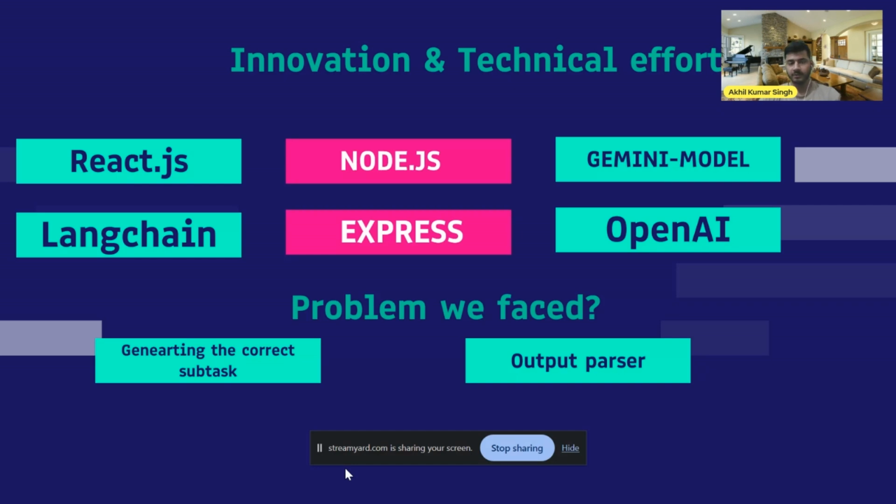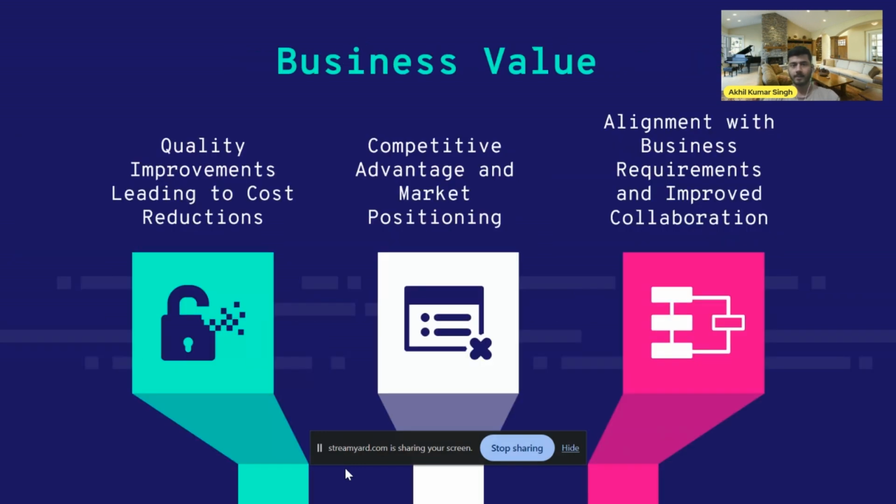And what problems did we face? We faced issues generating the correct subtasks, and we were also using the LangChain output parser, so we were facing issues in the beginning. So what business value does it have? It brings quality improvements leading to cost reductions, a competitive advantage for the EPM system and positioning, and it also aligns with the business requirements and improves collaboration within the team. So these are the business values it generates.